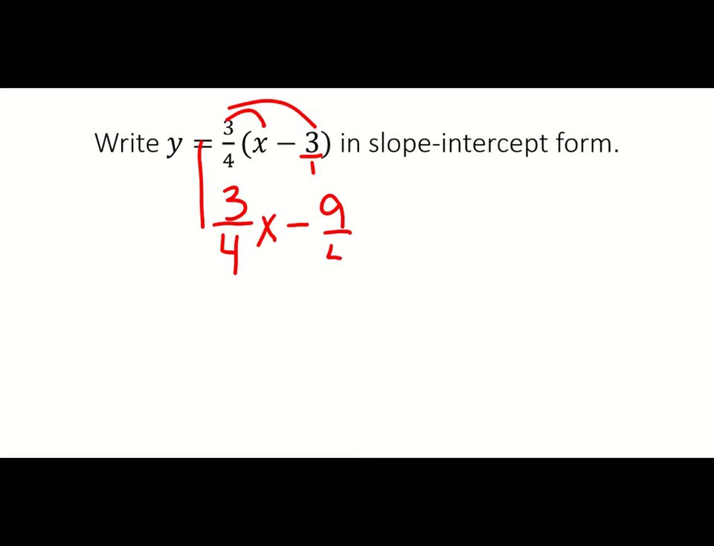4 times 1 is 4. So I have 3/4 x minus 9/4. If I drop down the y on the other side, I have y equals 3/4 x minus 9/4. This one's already in slope-intercept form at this point because there was nothing else with the y. So I can see my slope matches, it's still 3/4, and my y-intercept's at -9/4.